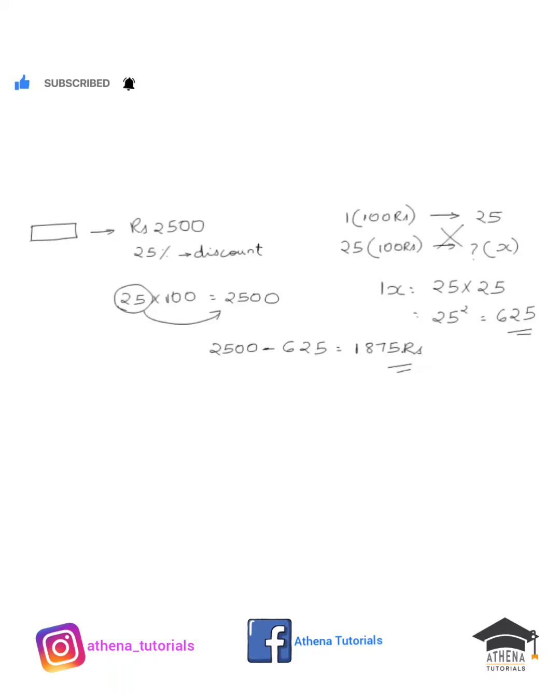You will be paying 1875 to the shopkeeper. Guys, there is a simple way to calculate squares also, which I will be teaching in upcoming videos, that too for numbers ending with 5. It is very simple to find the squares of those. Okay, I hope you have understood this.